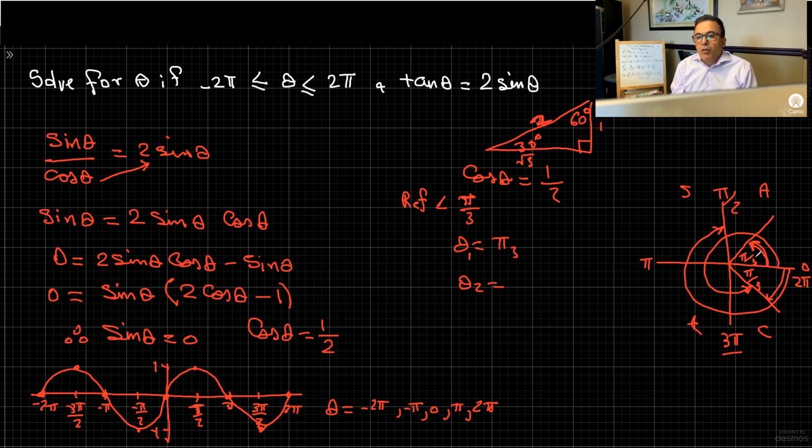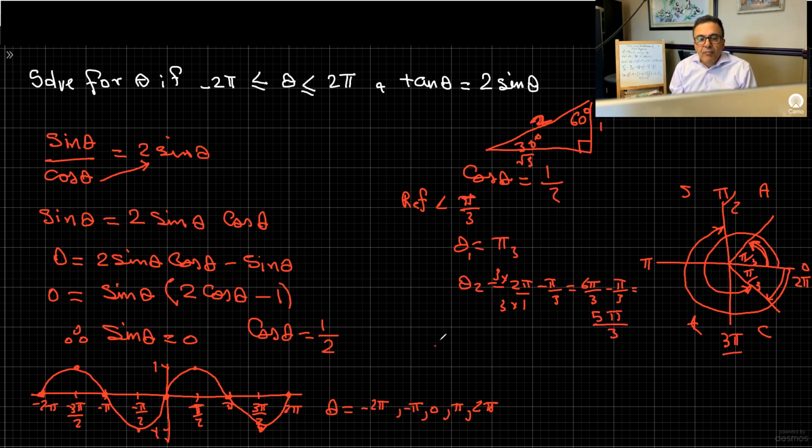Theta 2 will go all the way to 2 pi and take away pi/3 to get that much. So it's 2 pi minus pi/3. Let's do a common denominator. So multiply this bottom by 3 and multiply this by 3. So you end up with 6 pi/3 minus pi/3, which is 5 pi/3.